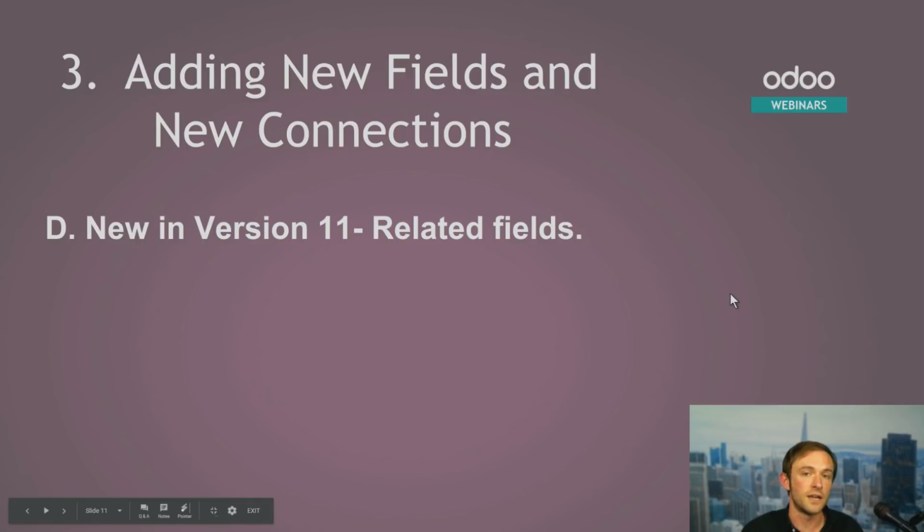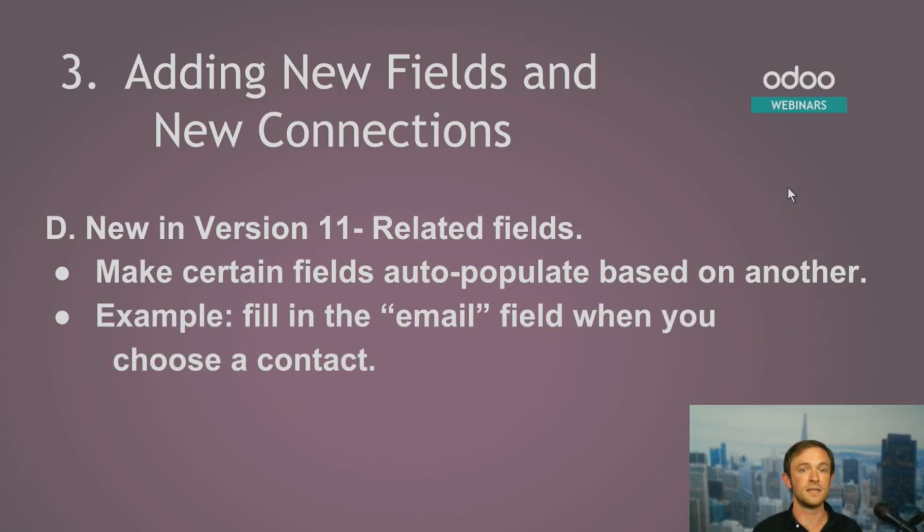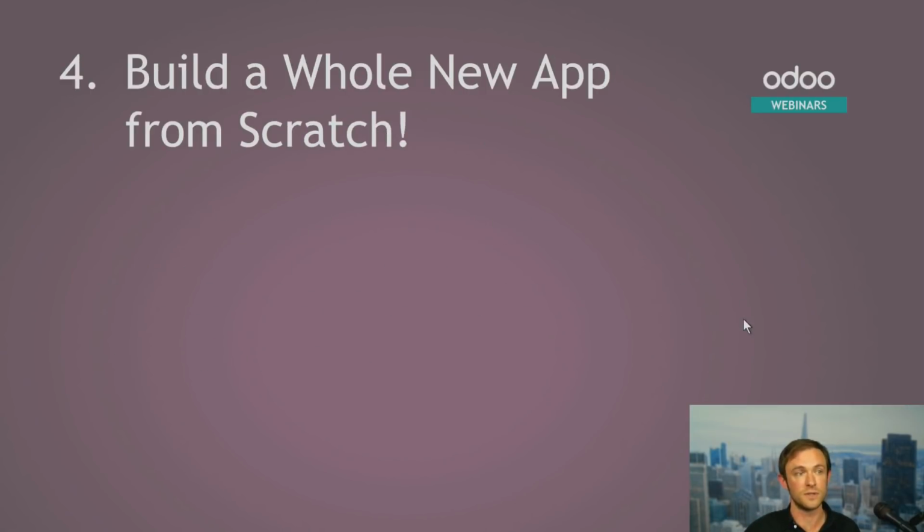And then finally, a new type of connection that we have in version 11 is related fields. Not to be confused with relational fields, but related fields. It's a new thing. A good example of that is that you can have a certain field that gets automatically populated for you based on what you choose for another field. A common example is if you choose a customer, there's a field underneath it for email that automatically gets filled out with their email record when you choose them.